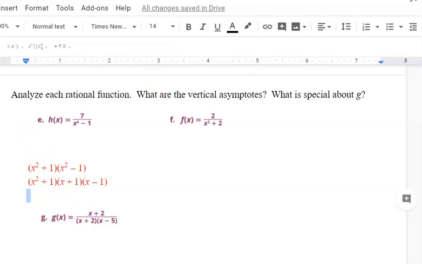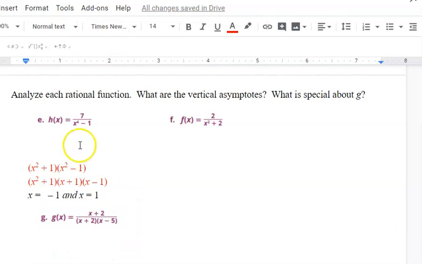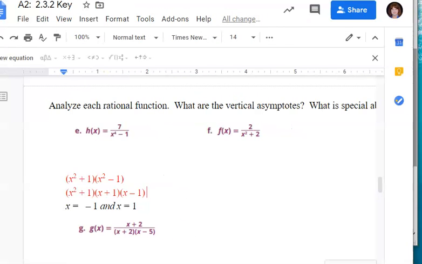So let me start a new equation. X equals negative 1 is one of our equations. Move that over. And x equals 1. So we only have 2 vertical asymptotes. What I want to do here is actually graph this one. It's 7 divided by x squared minus 1. So let's go back to Desmos.